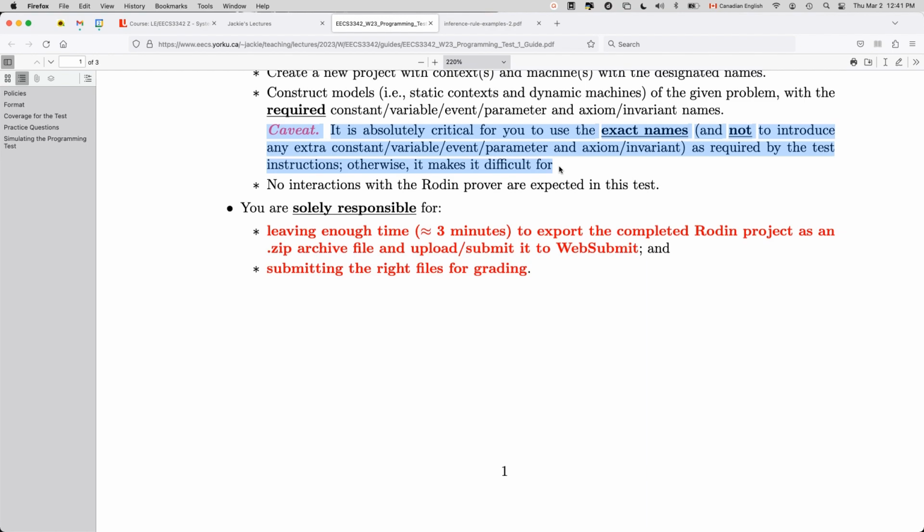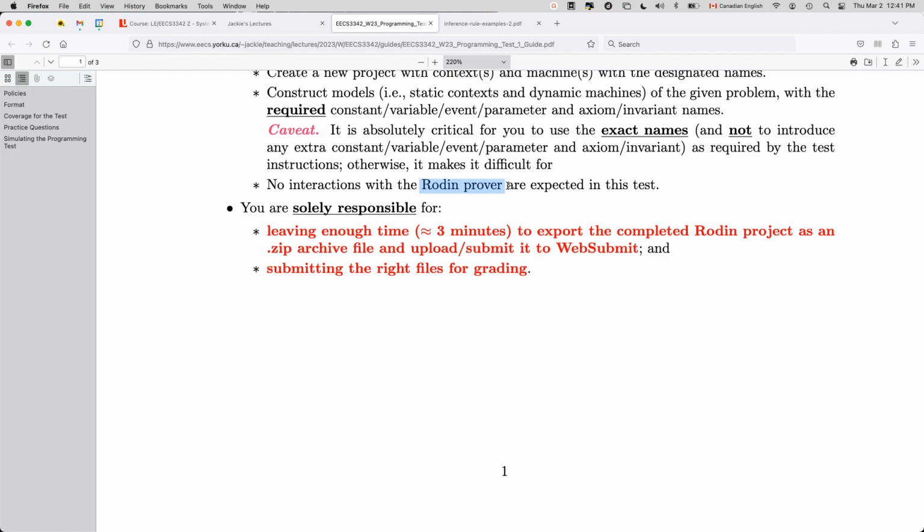Don't use any other variable. Otherwise, when we look at your invariant, we wouldn't know what this variable might mean if that's not really mentioned in the instruction, right? Just make sure you follow the instruction faithfully. And you are not expected to do anything to do with the prover, not really.